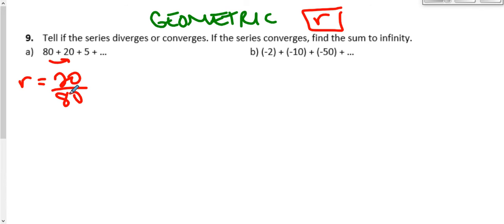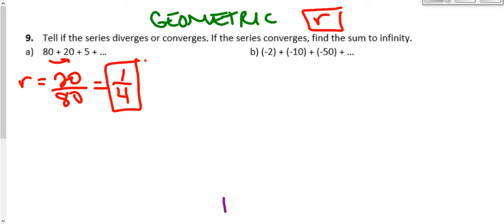So 20 divided by 80, if I simplify that, I get 1/4. I already know it's a series, so I already know this pattern is going to repeat. I don't have to go checking any others. I found my r value. And because my r value is between -1 and 1, remember that's all we care about.